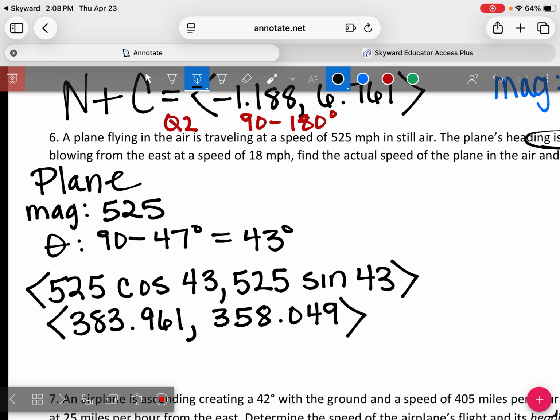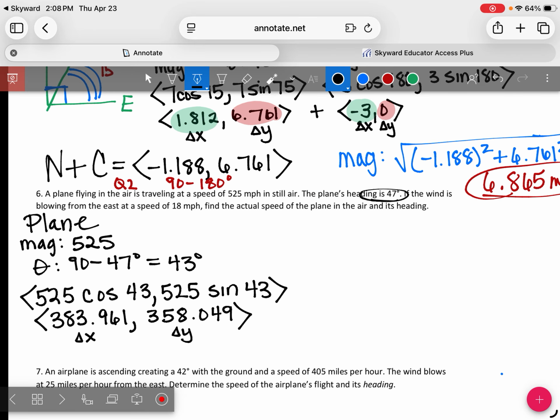So that's the vector you should have for the plane. That's the airplane. That's my delta X and delta Y for the plane. All right, then it says that we have wind. So let's talk about the wind. The wind is blowing from the east. If I'm coming from the east, what direction am I going? What angle? 180 for west.